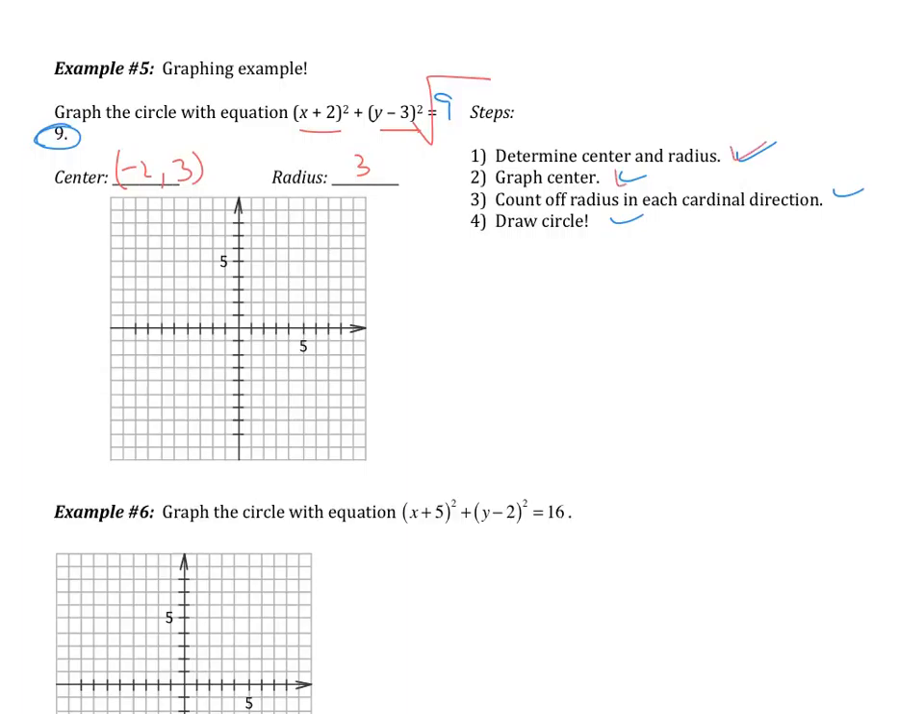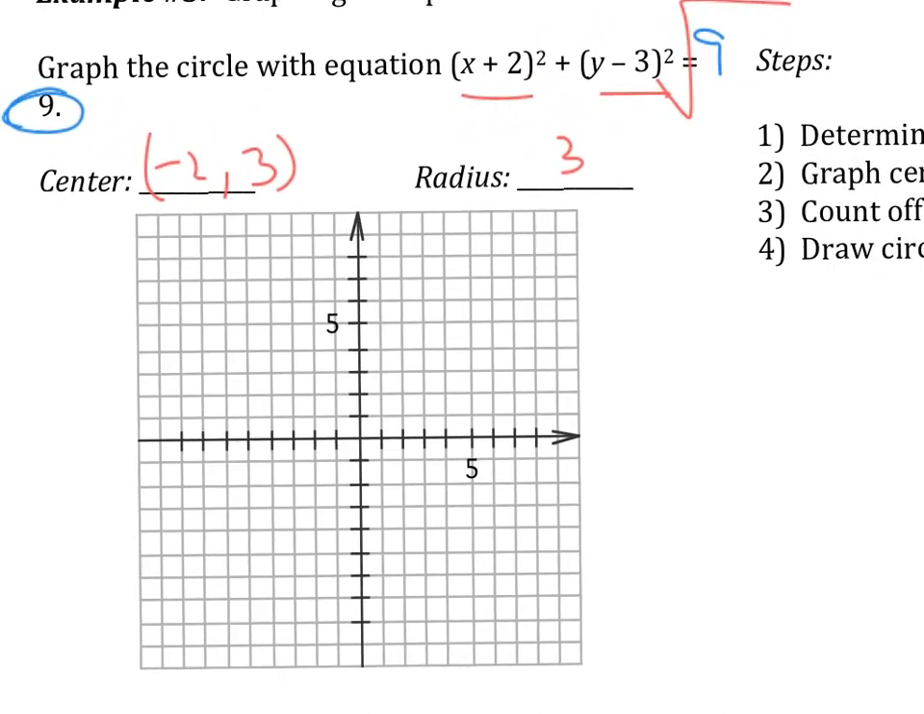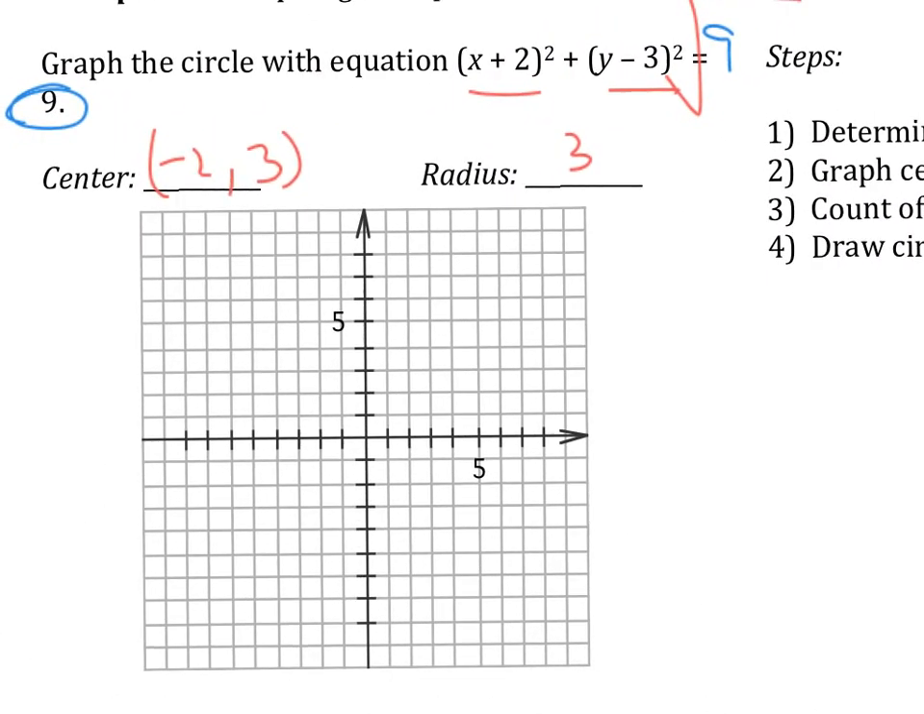Now I have to graph the center. So I go to negative 2, 3. I'm going to zoom in on this a little bit. So I go to negative 2, 3, and I graph my center. And then my radius is 3, so I am going to go 3 to the right and graph a point, 3 up and graph a point, 3 to the left and graph a point, and down 3 and graph a point. And I'm going to do the best I can in order to make a circle and not a diamond, by just connecting the 4 points.